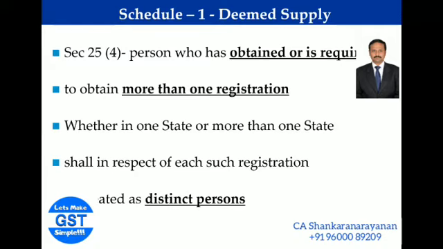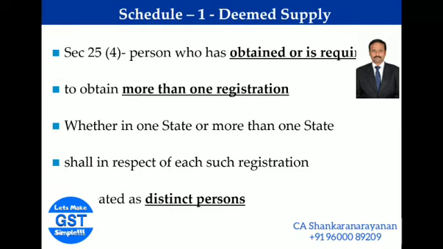What they are trying to tell is, a distinct person is the one who has got a different registration than me. But so is a related person. Correct. A related person will also have a different registration. But the difference between a distinct person and a related person is, a distinct person and I will have the same PAN. A person who has obtained or is required to obtain more than one registration. I have an office in Chennai, I have an office in Bangalore, I have to get registered in Tamil Nadu once, I have to get registered in Karnataka once.